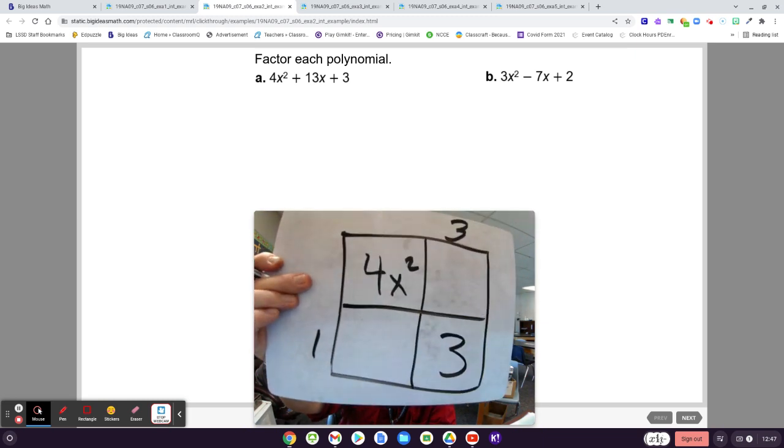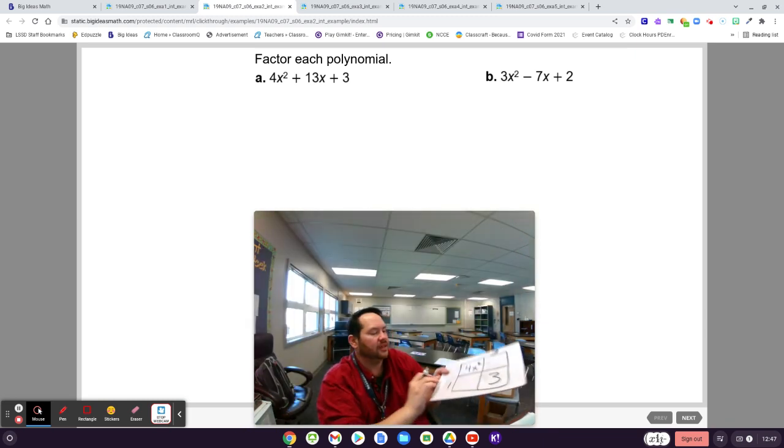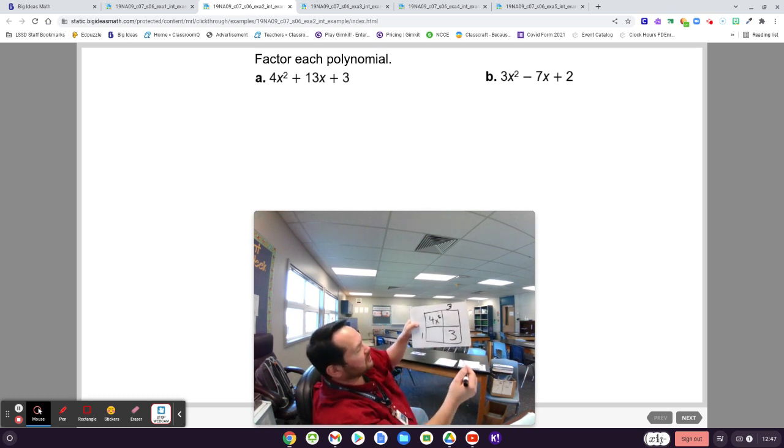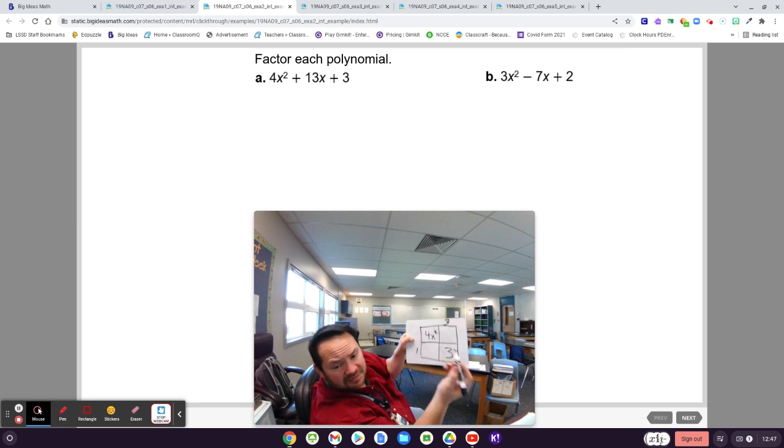So the 3 and the 1 have to be there. It doesn't matter which way you have it. But the trick is now we got to figure out what goes here and here. Now it could be 2x and 2x. Let's try it.